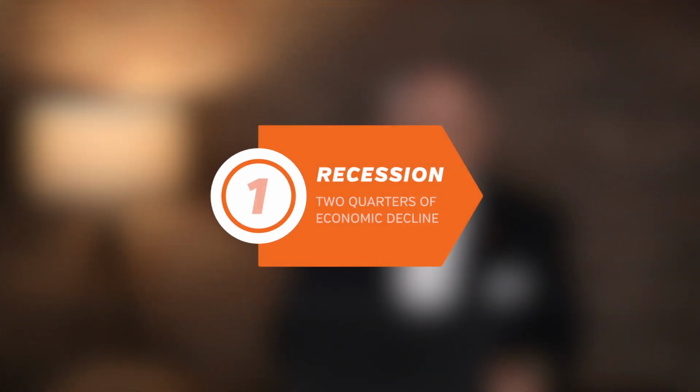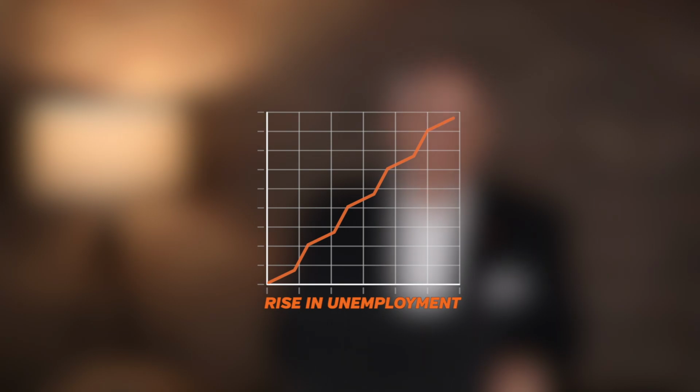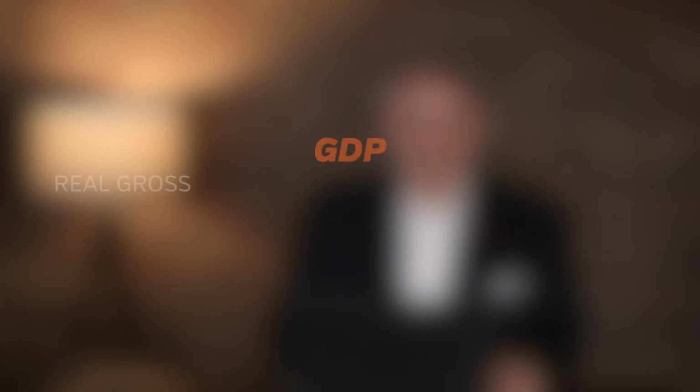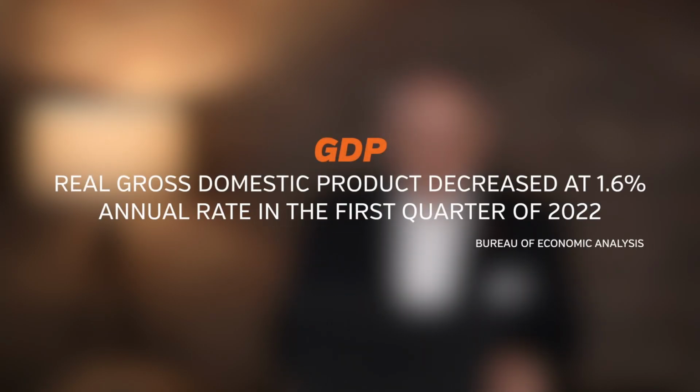The technical definition of recession is 2 quarters of economic decline. That means 2 quarters where the GDP falls, and then there's some other elements such as a rise in unemployment. Well, GDP, real gross domestic product, decreased at a 1.6% annual rate in the first quarter of 2022. That's based on data from the Bureau of Economic Analysis.